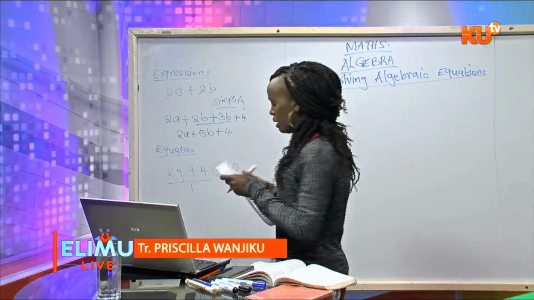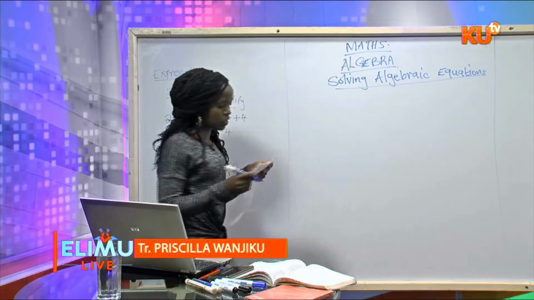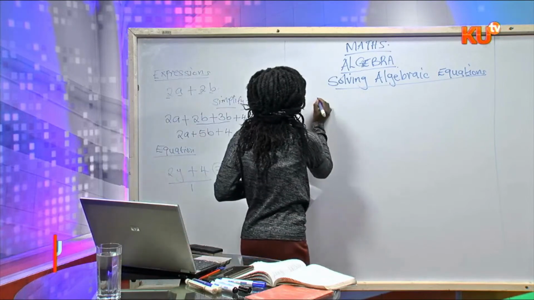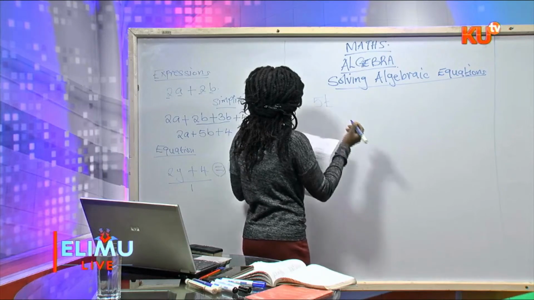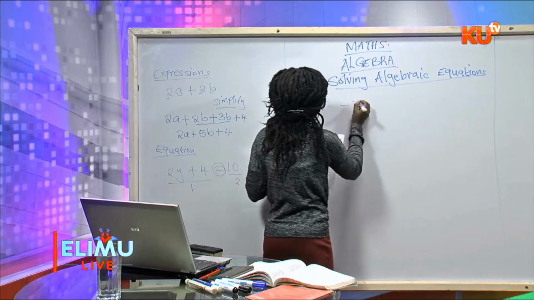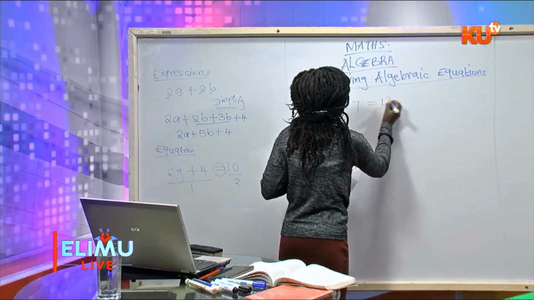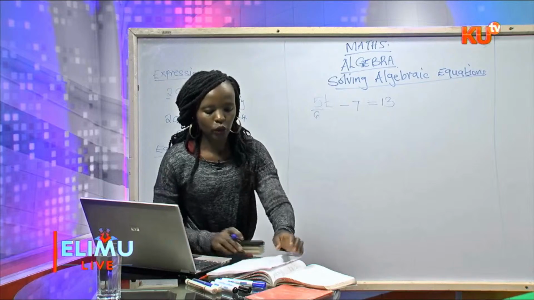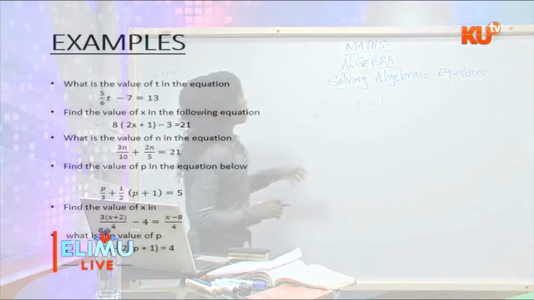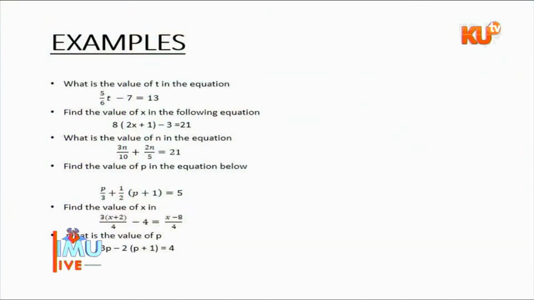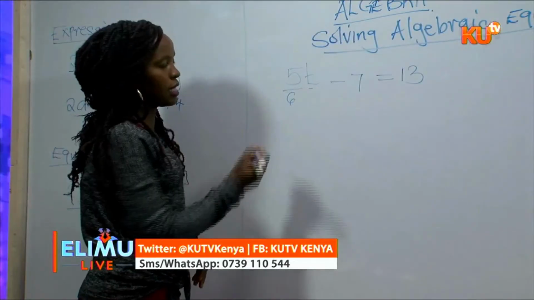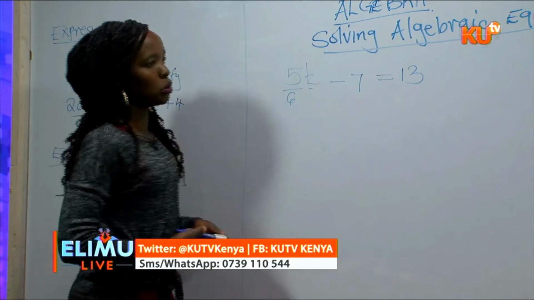In our example number 1, I have a question. What is the value of t in the equation 5 over 6t minus 7 is equal to 13? We said, for us to solve an algebraic equation, we need to find the value of the unknown. Remember, these are 2 expressions that are equal. So we need to find the value of t so that we can balance our equation.